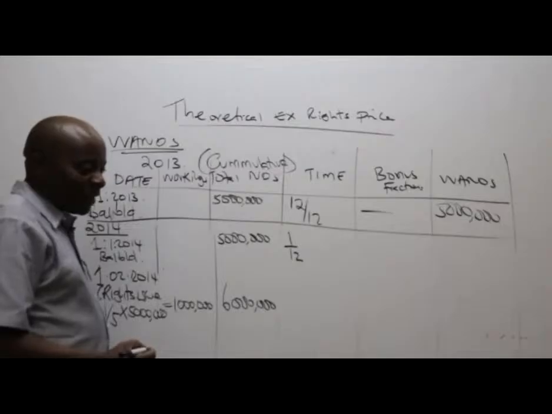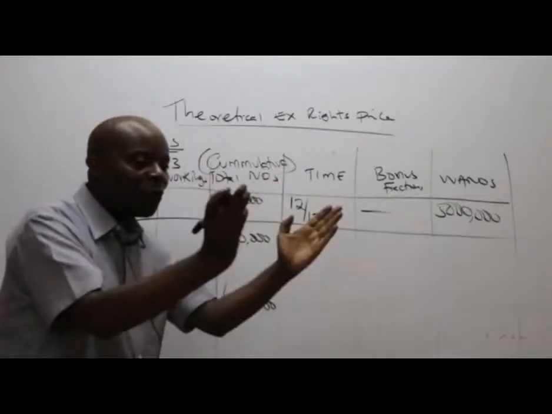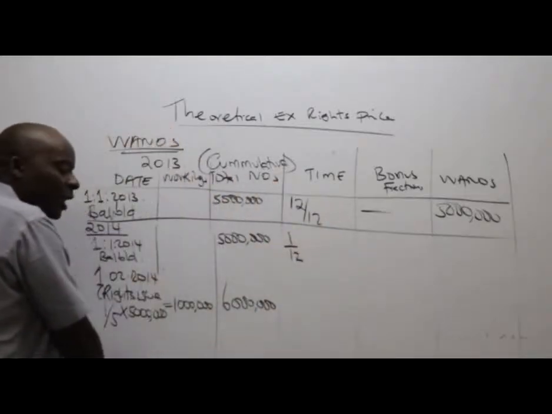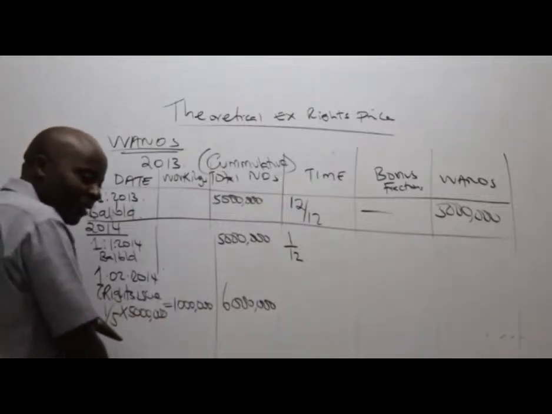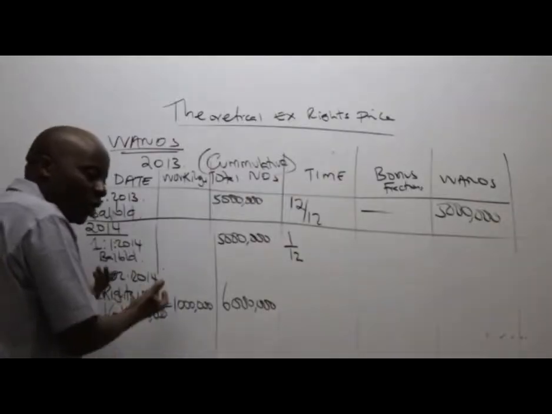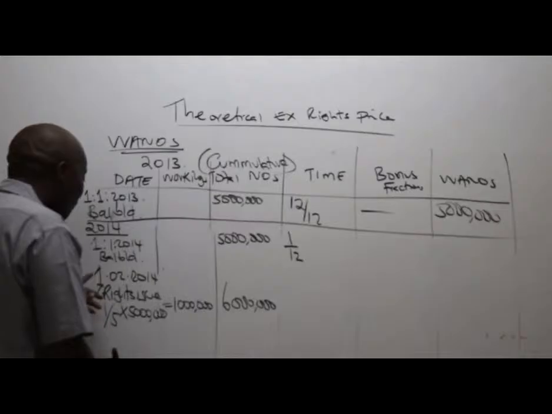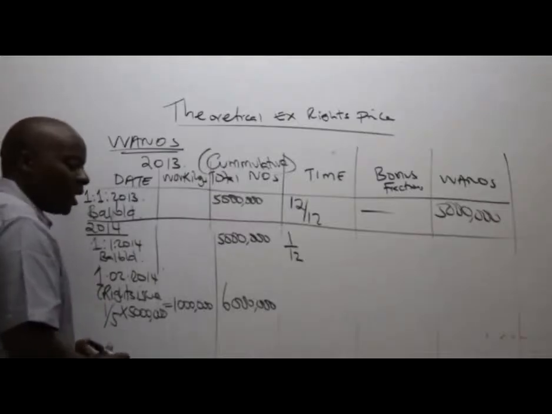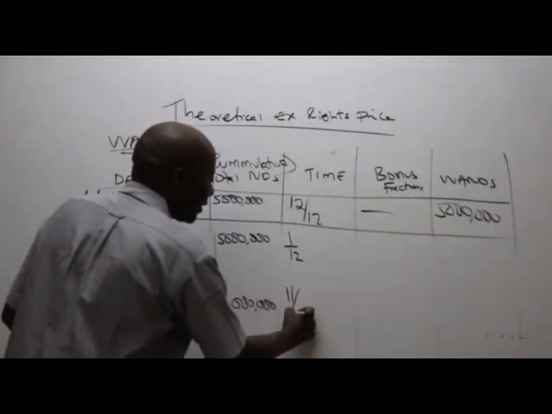1 over 12. And then from there we can see, ladies and gentlemen, quite a wide road leading us from this date to the end of the year. Nothing happens in the middle. From this rights issue, we have no new issue of shares, right? So from 1st of February to the end of the year, which is 31st December 2014, how many months do we have? We have 11 months. So it will be 11 months over 12 months.